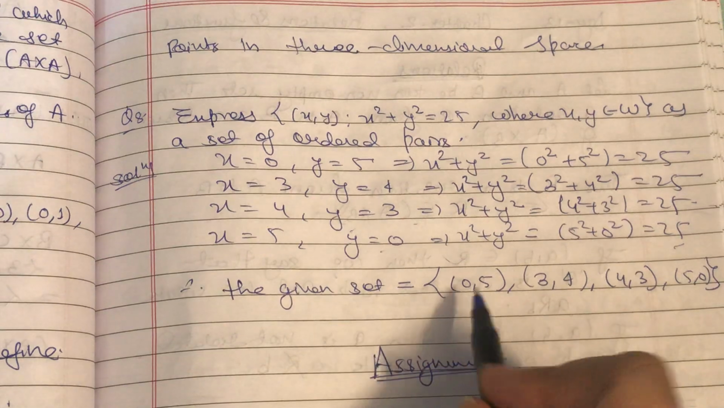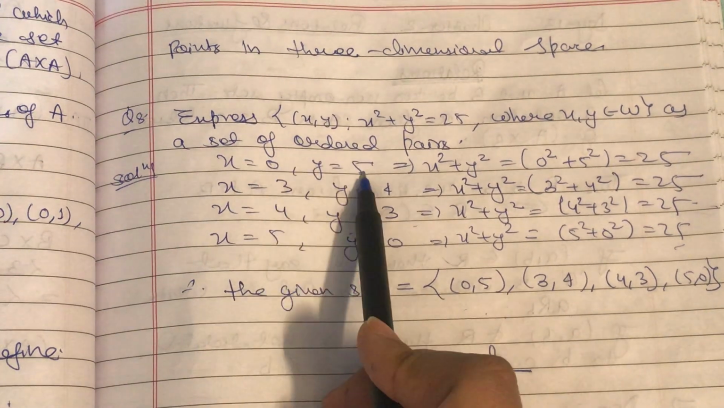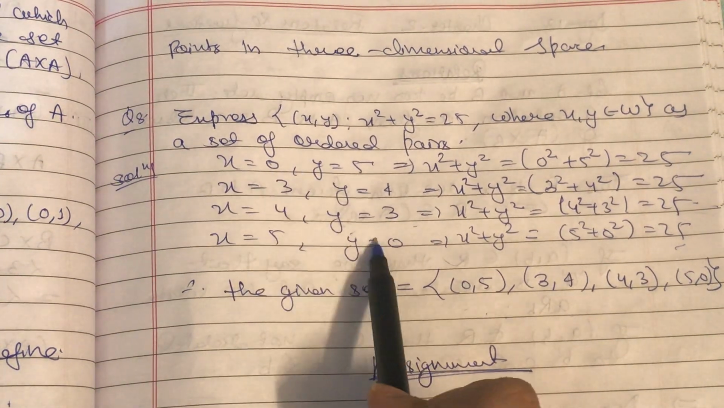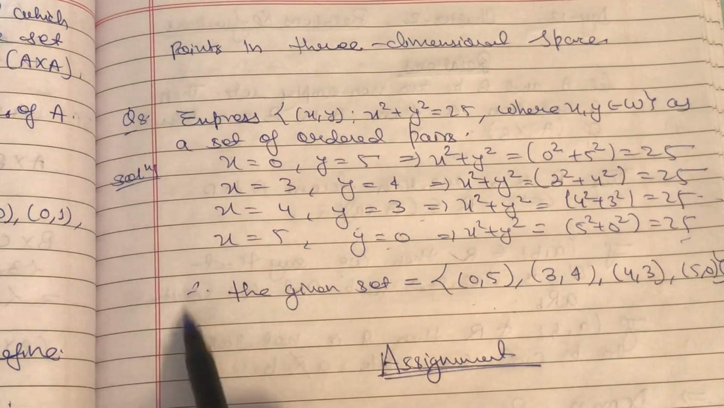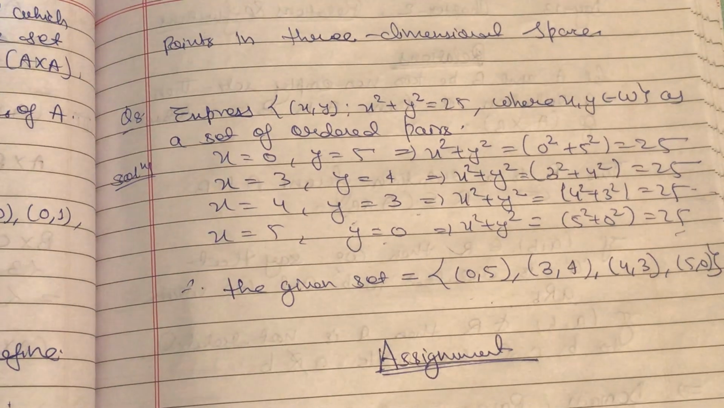So the given set will be with (0, 5), because x is 0, y is 5, then (3, 4), (4, 3) and (5, 0). So this is what I have written over here. So these are the possible pairs for which the given equation is true.